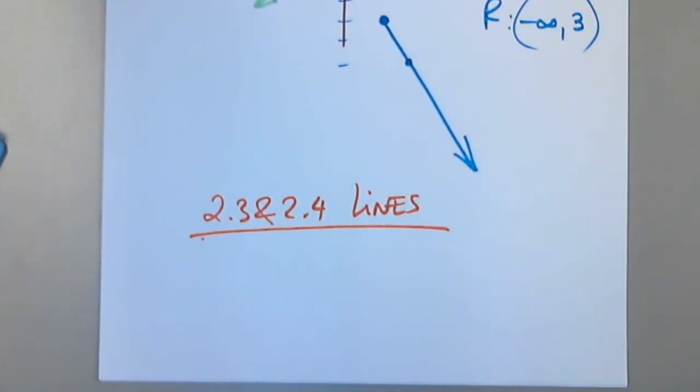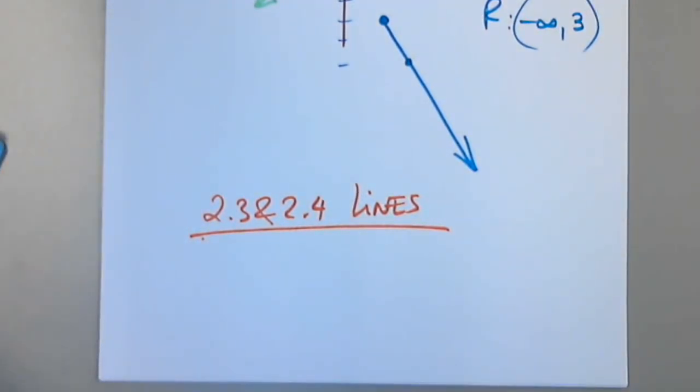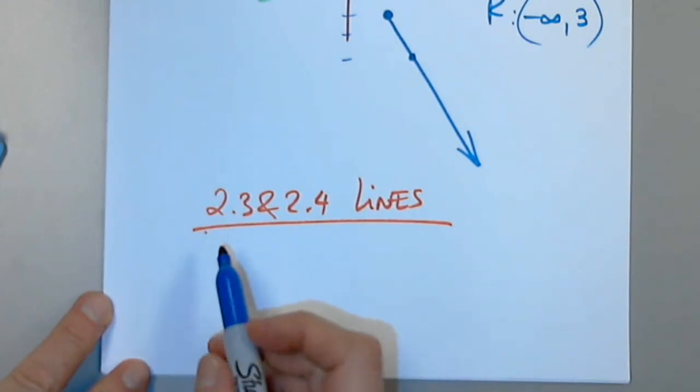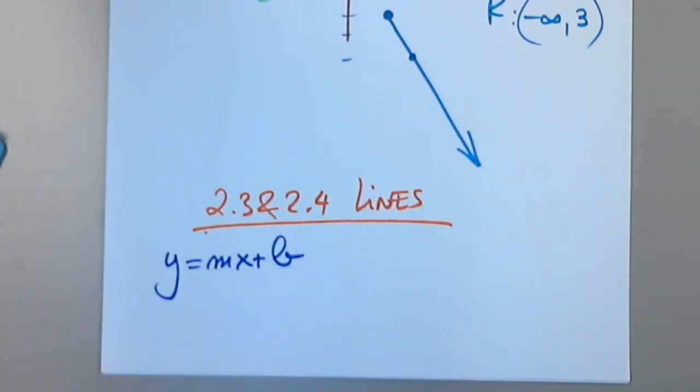So we're coming back to something that I'm sure you have experience with. Regardless, I like to review everything. So we know this equation, y equals mx plus b. What does it represent? Slope-intercept form. Right. So this is an equation of a line.